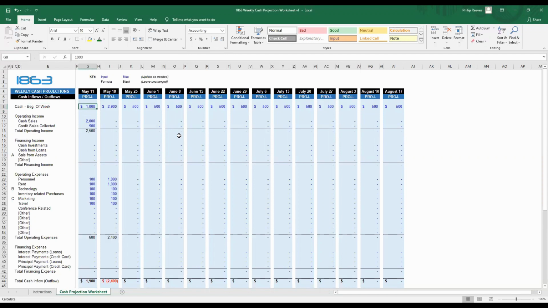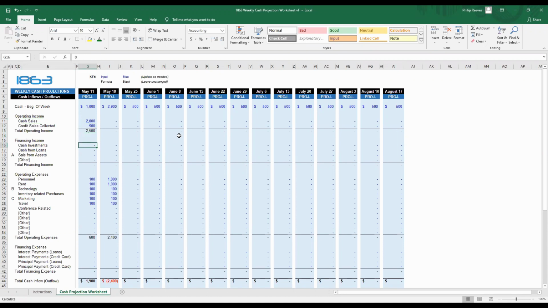Whenever you open this sheet up, whatever date you put in, that's how much cash is in your bank accounts today. Then what you want to input is how much cash your business is going to create this week. In this case, we're saying $2,000 in cash sales and then $500 in credit sales. Credit sales collected are where we're collecting an invoice. Let's say we had an invoice outstanding for $500 and we think we're going to collect that $500 this week. We note it here.